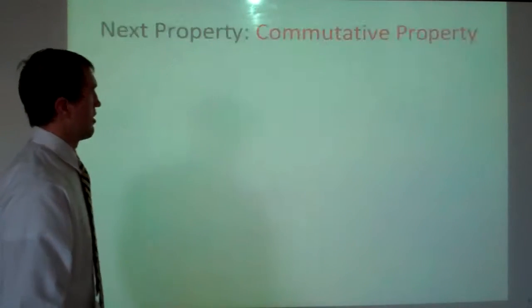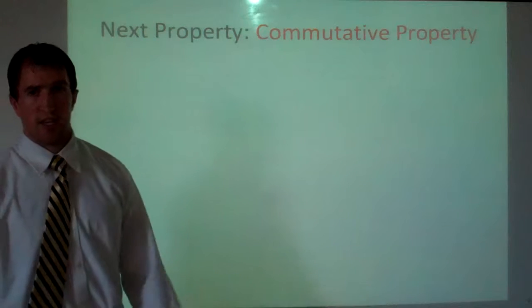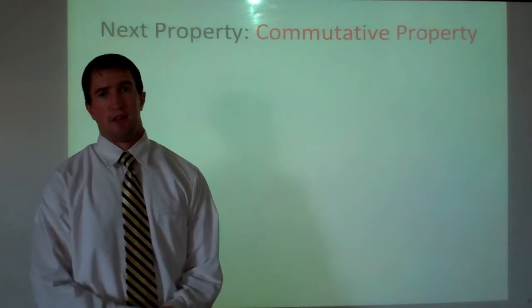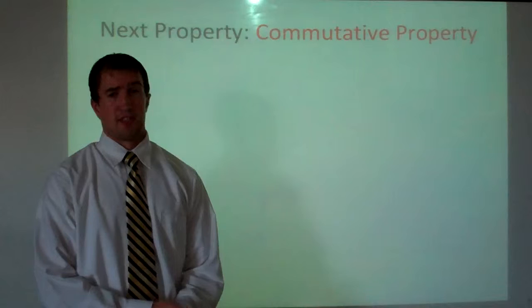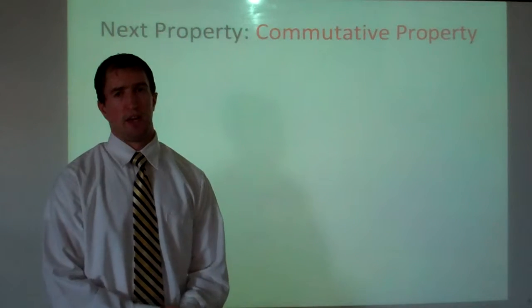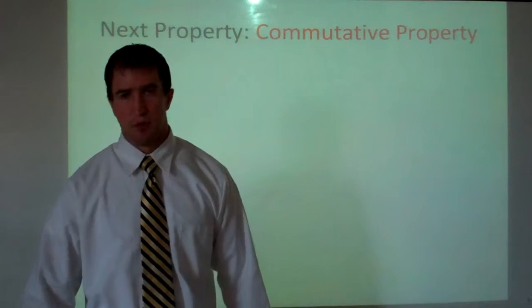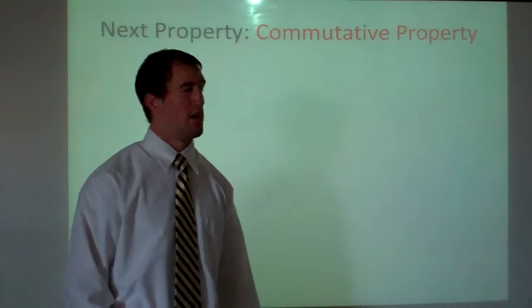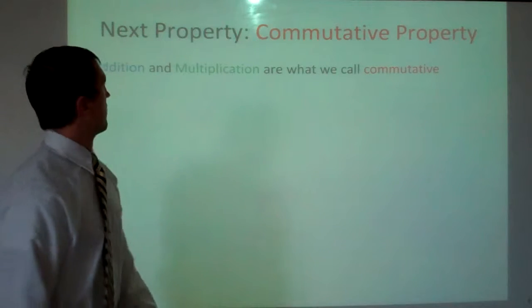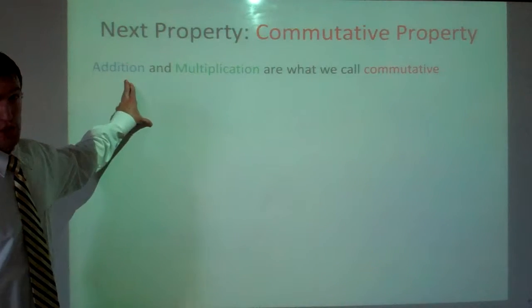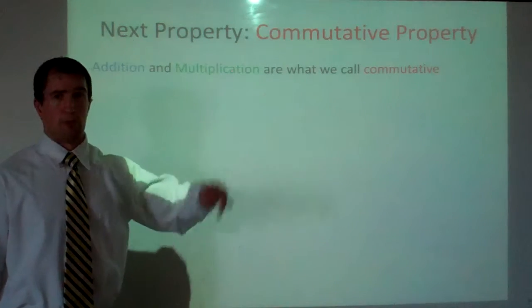Our next property is called the commutative property. This one and the associative property, which we will get into, they are often confused. So we're going to have to make a clear description of both of those and figure out what the difference is here. Commutative property. We would say that addition and multiplication are commutative.